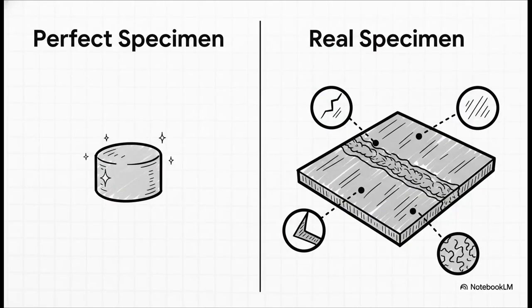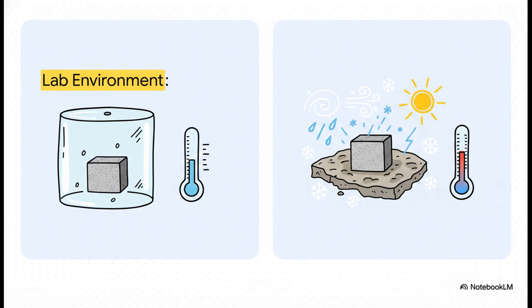Next, let's look at the material itself. The samples we test in the lab are perfect, tiny, polished little jewels. But real-world parts? They have tiny scratches, hidden stresses left over from when they were welded, and microscopic flaws from manufacturing. And here's the kicker. Failure almost always starts right there at one of those tiny, overlooked imperfections. And then there's the third huge gap, the environment.